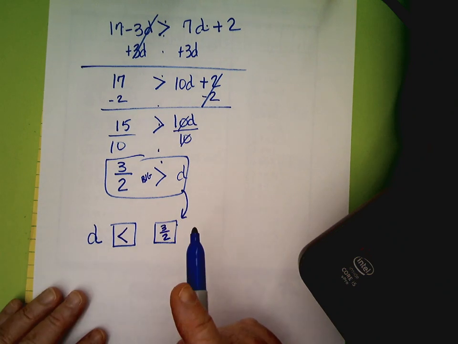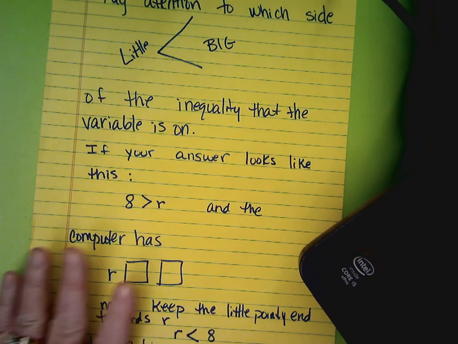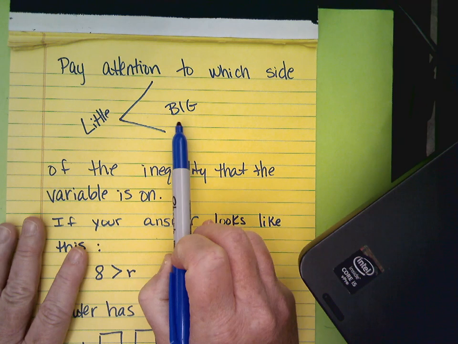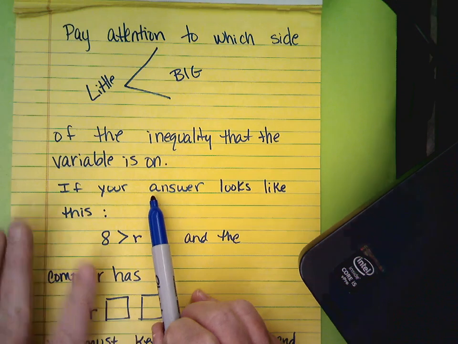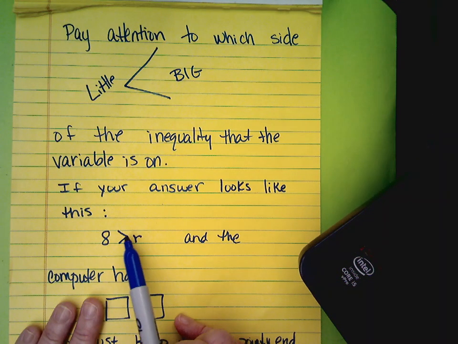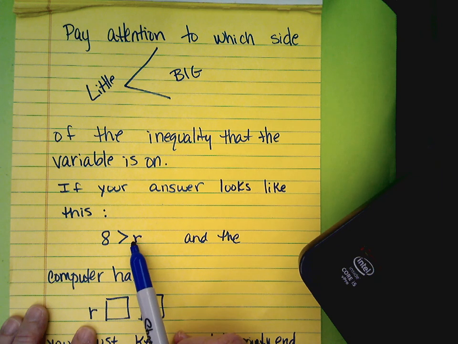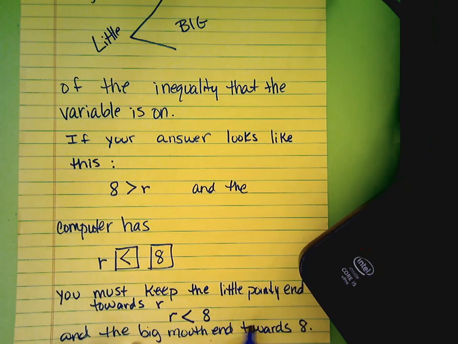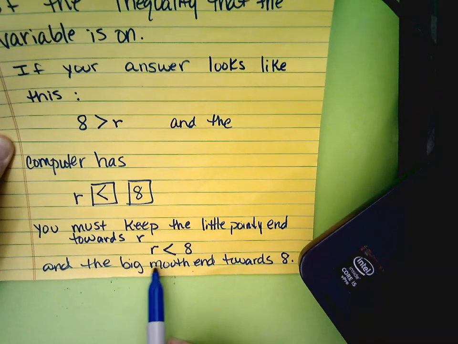We haven't had to practice that yet until we got to Delta Math. So just be careful on that. Once again, pay attention to which side, little or big, of the inequality that the variable is on. If your answer looks like this, and the computer has the R over here, keep the R on the little bitty side. You must keep the little pointy end towards the R and the big mouth end towards the 8.